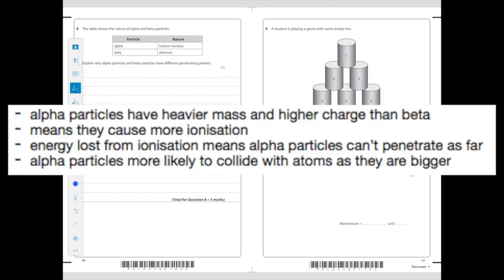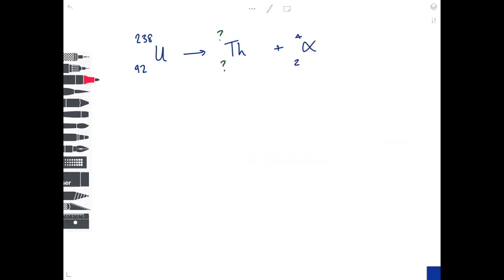Or you could give the converse argument for beta, so you could say they're smaller, they have less charge, they cause less ionization, they have a lower mass. So in this first alpha decay equation, let's have a look. We need to work out the new mass number and the new atomic number of thorium. So we're starting with uranium-238. That is its mass number.